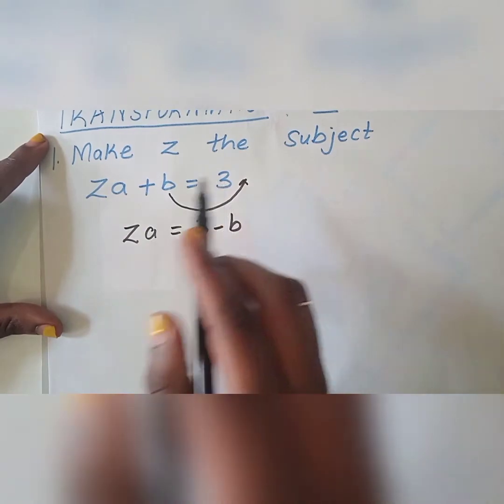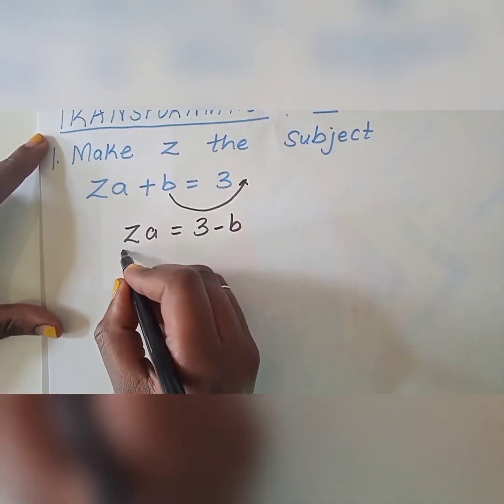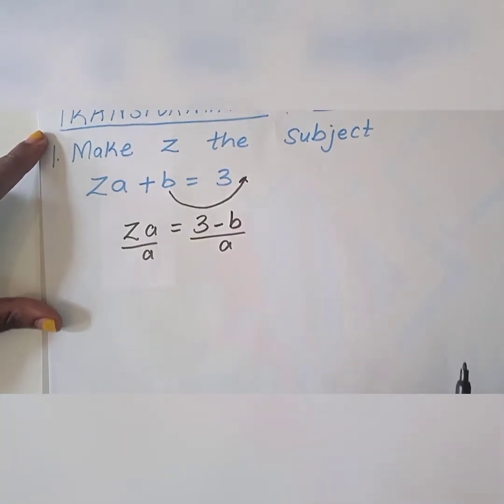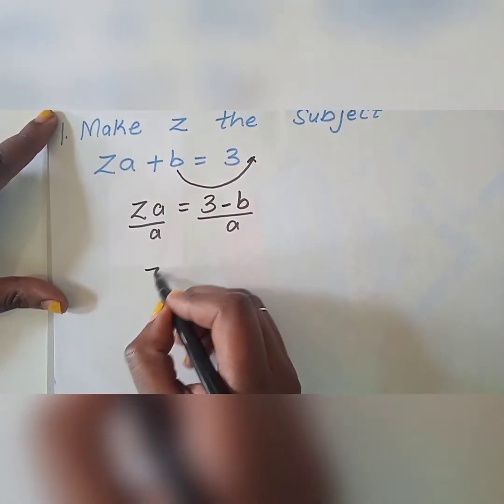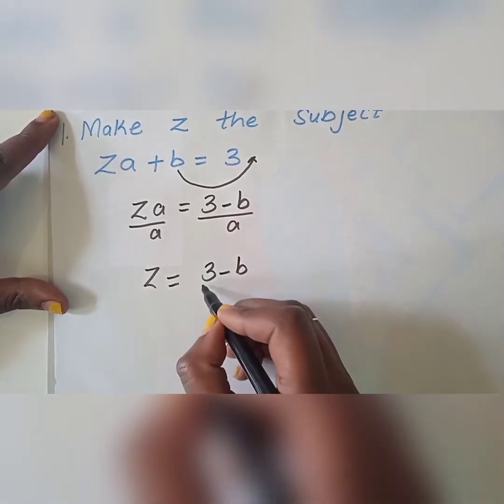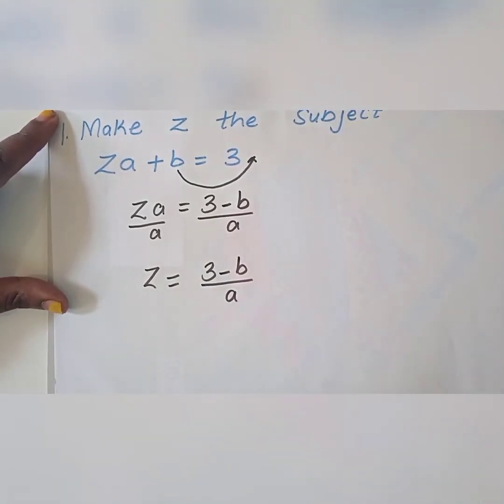Now to make z the subject, next step you divide with a to get rid of the a. And finally, this will be our answer. So z equals to 3 minus b all over a.